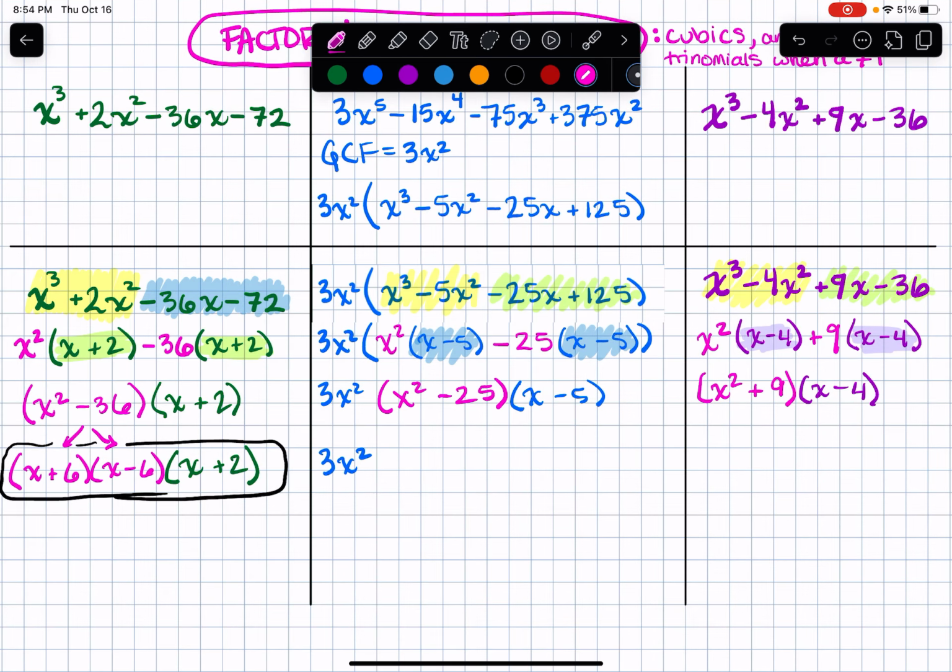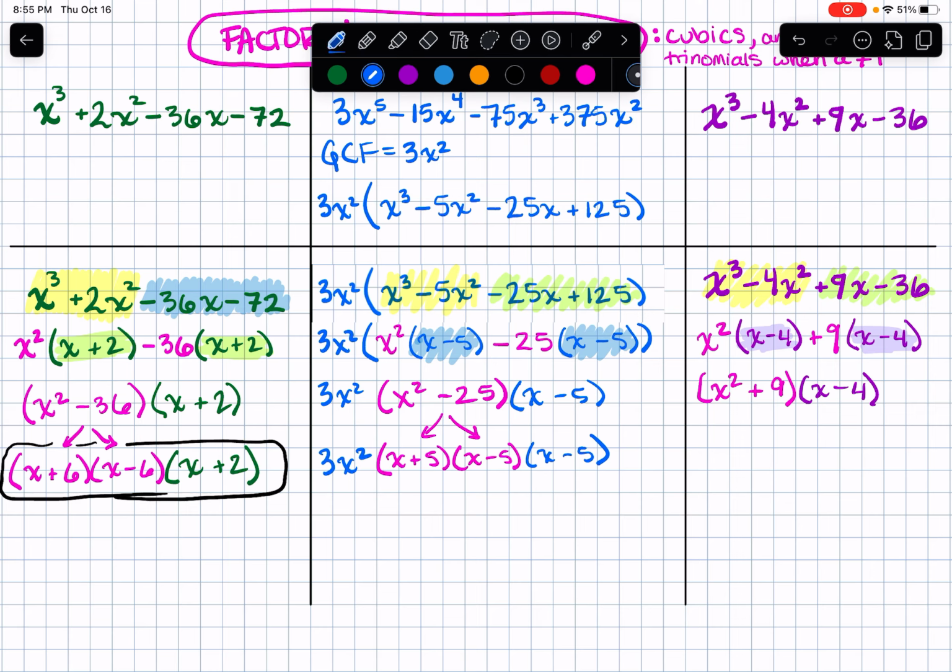X squared minus 25, I see I've got another difference of squares. So I can rewrite that as x plus 5, x minus 5. And then I still have that blue x minus 5 on the end. What you'll notice here is that now I've factored my difference of squares, there's one factor that is repeating. So x minus 5 ended up in this result twice.